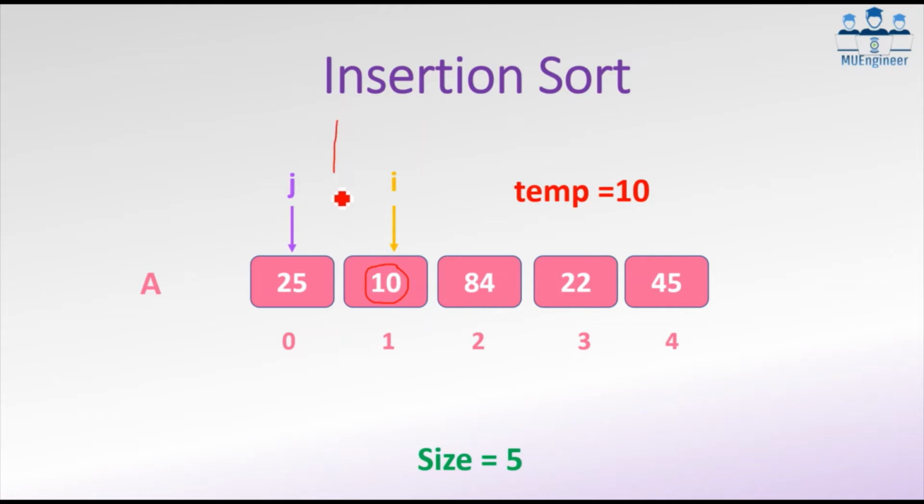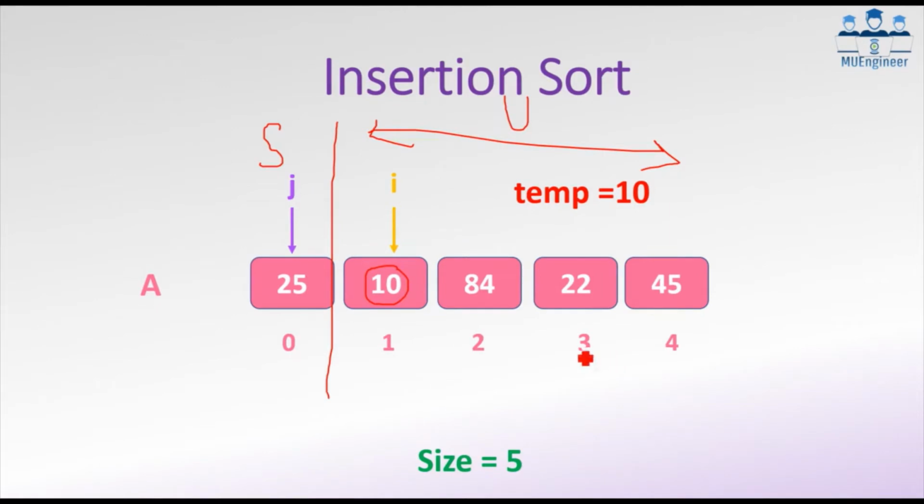So in the first pass, we assume that the first number is already in a sorted list and all the next numbers are there in the unsorted list. Okay, so our target is to bring this first element from the unsorted list to the sorted list. That is the target. That's why we are holding the value in temporary. Okay, 10 in the temporary. That means we want to keep 10 in the sorted list.